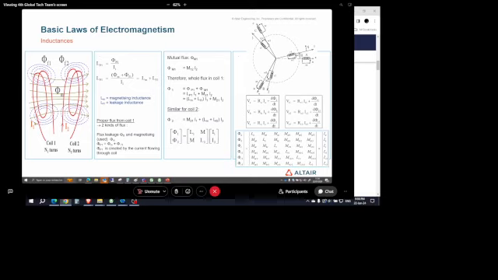Then there is the concept of mutual inductance. If I supply only coil 1, coil 2 will see magnetic flux, the main magnetic flux created by coil 1 in coil 2. And this is what we call the mutual inductance, and it will create the mutual inductance.